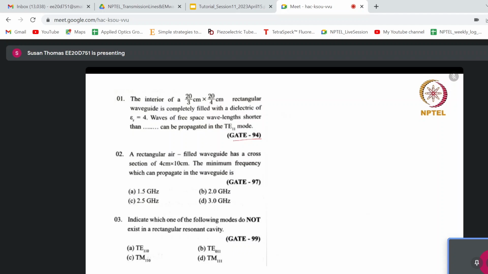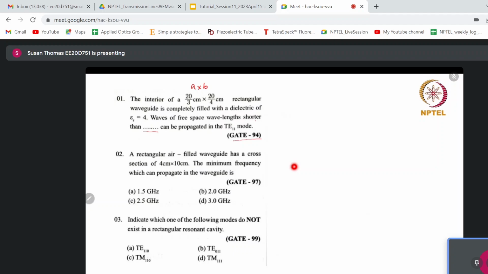Coming to the first question, the interior of a rectangular waveguide of 20 by 3 into 20 by 4 centimeters. So this is A cross B, the dimensions of the rectangular waveguide. It is completely filled with a dielectric of epsilon r equal to 4. Waves of free space wavelength shorter than some wavelength can be propagated in the TE11 mode.